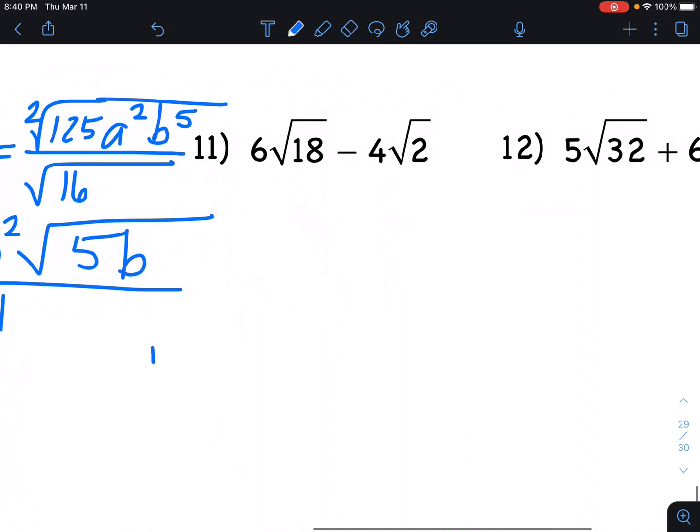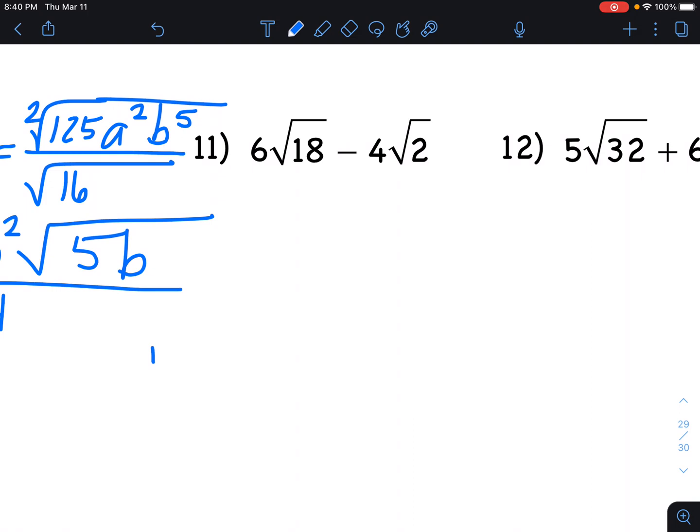Okay, now we move on to subtraction. In order to add or subtract, the radicals have to be like radicals, meaning they have to have the same index, which they do here. They're both square roots. However, they also have to have the same radicands, which they do not. This has an 18, this has a 2. So, you cannot subtract at this moment, but you should always try to simplify the radicals, and a lot of times they will end up being like radicals after you pull something out.